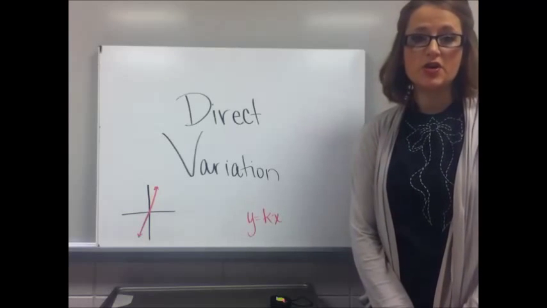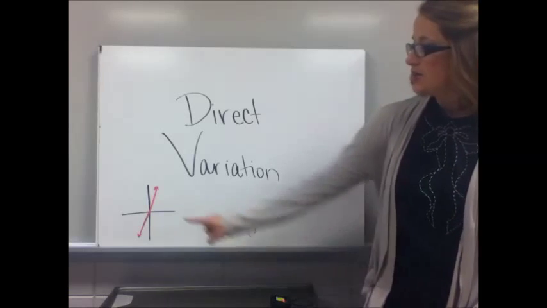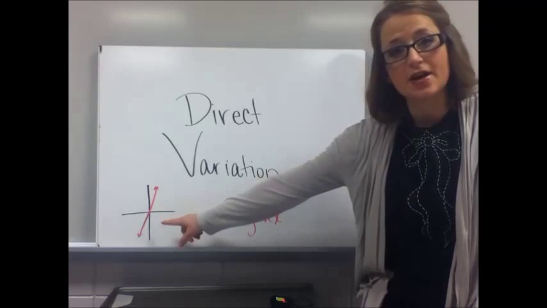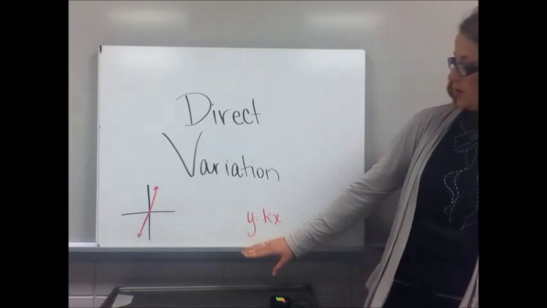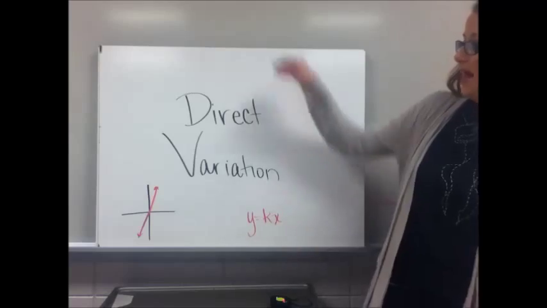Direct variation describes a very special kind of linear equation. You'll see that the picture, the graph, goes through the origin, and when written as an equation, it fits into the form y equals kx.